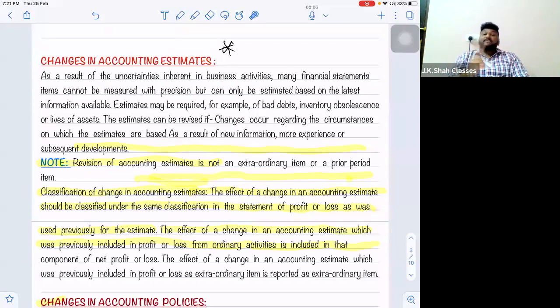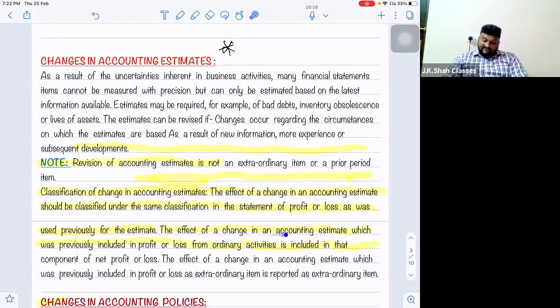If the original estimate was extraordinary, the change will also be extraordinary. Further, see, this is the explanation further. The effect of a change in an accounting estimate, which was previously included in the profit or loss from ordinary activity, is again included in the component of net profit or loss.